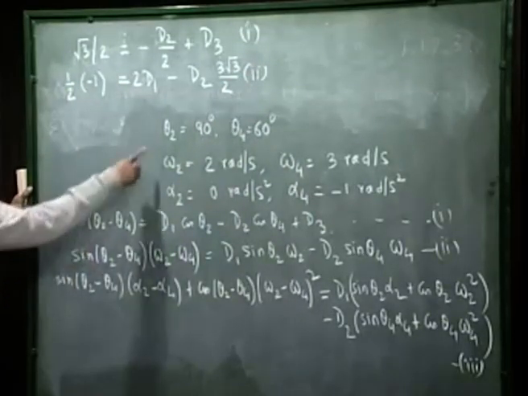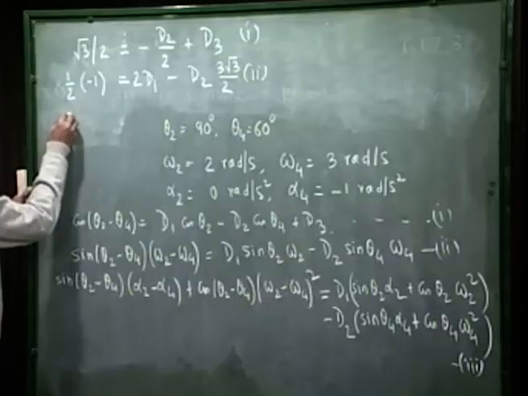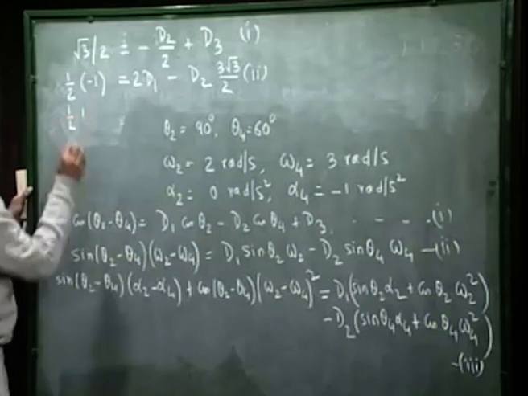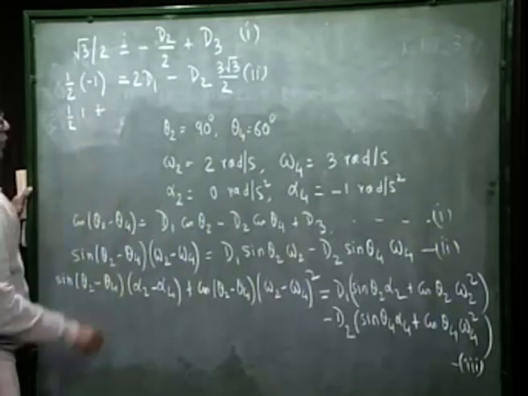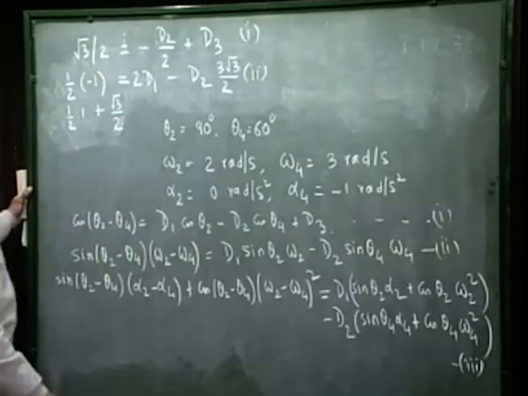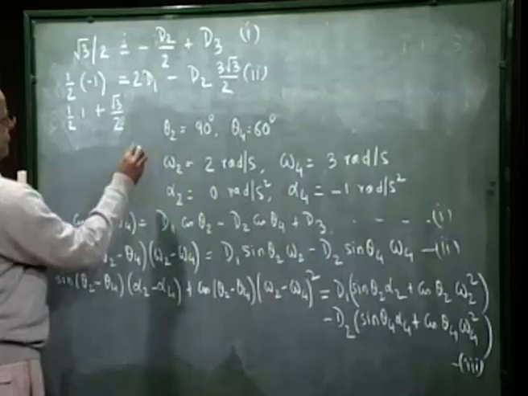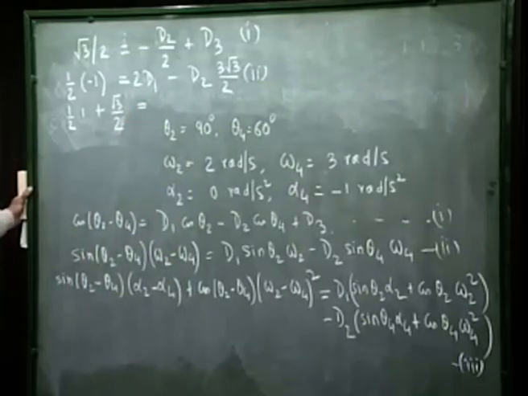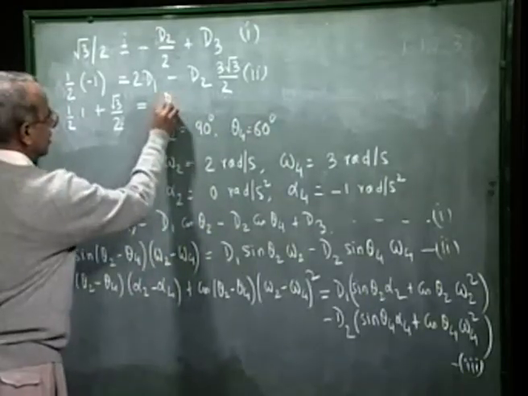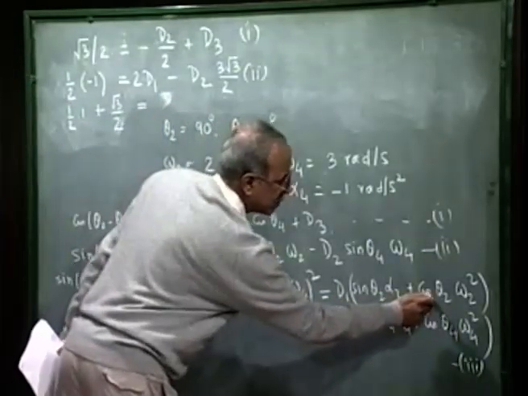Now, in the third equation, I substitute all these values to get sin 30 degree is half, alpha 2 minus alpha 4 is 1, plus cos 30 degree is root 3 by 2, into omega 2 minus omega 4 is minus 1, squared is 1. So, that is 1 is equal to d1 times alpha 2, which is 0. So, that term is 0, d1 cos theta 2 is 0. So, this term is also 0, alpha 2 is 0 and cos theta 2 is 0. So, this term is 0.